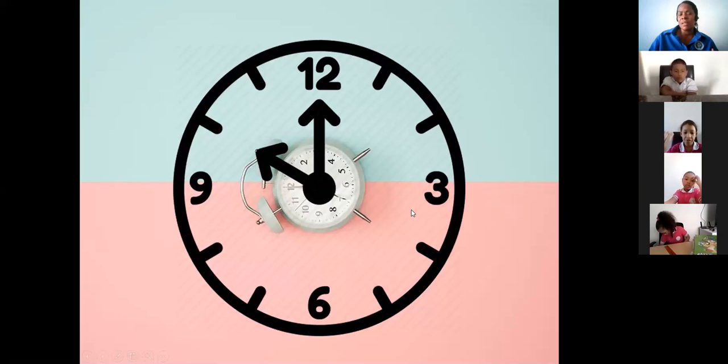Some watches don't have the numbers, but if you need to recognize the number, the principal part of the clock is this one. Miren las primeras partes de un reloj. 12, 3, 6, and 9. Esta es la mitad de todos los relojes. Si ustedes observan acá no hay nada.